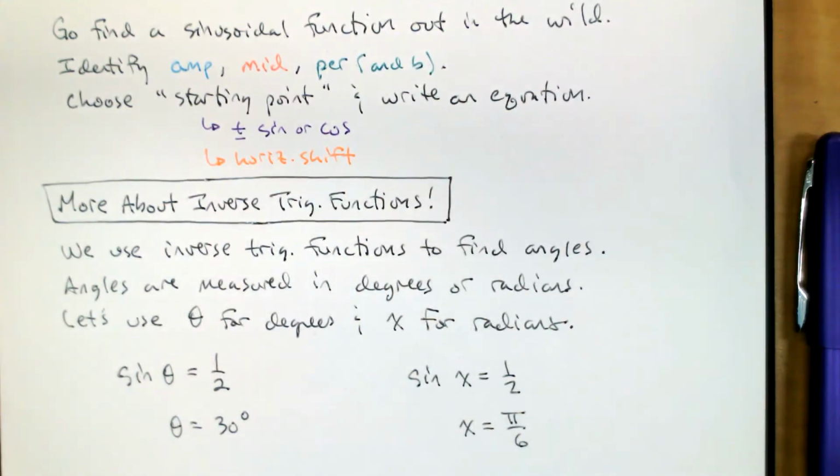So sine of theta is equal to 1/2. That will tell us theta is 30 degrees. Sine of x equals 1/2. That means we're going to be using radians. So x is pi/6 radians. Remember that when we're writing radians, we don't actually write radians. We just write the pi/6. Radians doesn't get to be written down as units. So unfair.